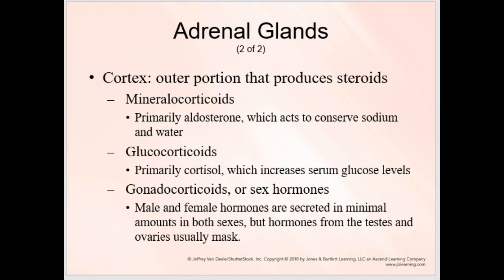Now, the cortex is the outer portion, and this produces steroids known as mineralocorticoids, glucocorticoids, or gonadotropins. Mineralocorticoids, you actually know, are aldosterone. These help to act to conserve sodium and water, and they'll also contribute with vasoconstriction systemically, so we can increase blood pressure.